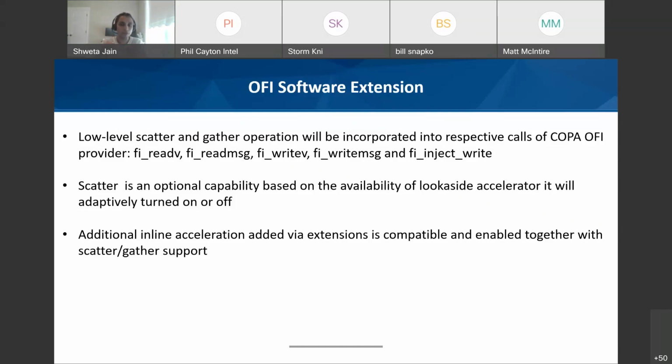The scatter operation that we have in place is still going to be an optional support. It is not going to come as part of the default API integration, because when we ship out these COPA designs, for some of them we do have a LA, a look-aside accelerator, and for some of them we don't have. It just depends upon the end user's requirement. So this particular scatter support can be turned on and off via the middleware.